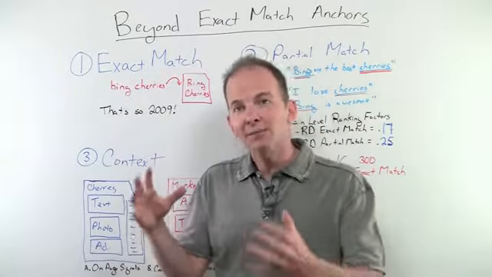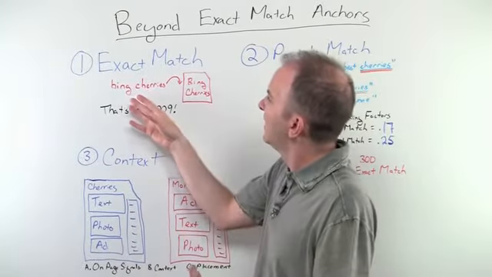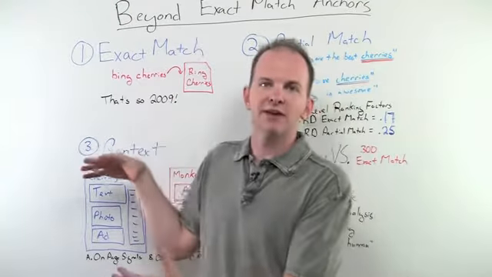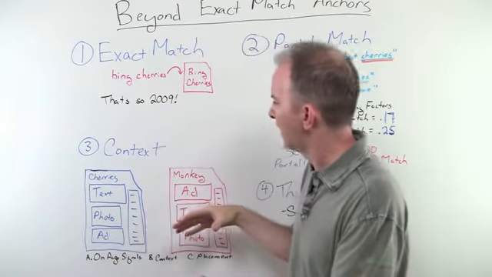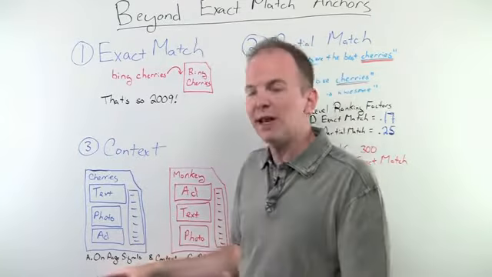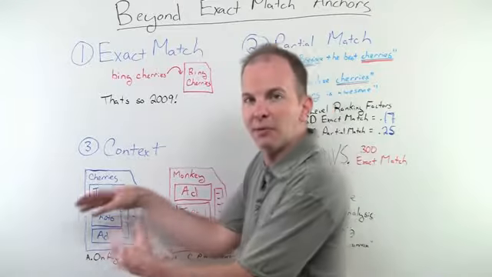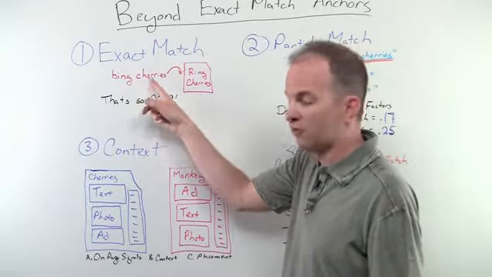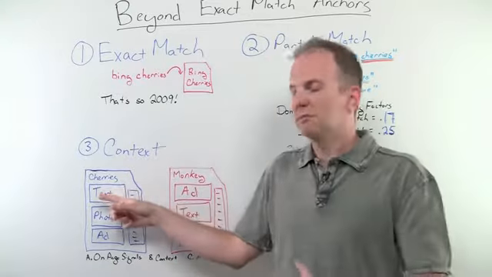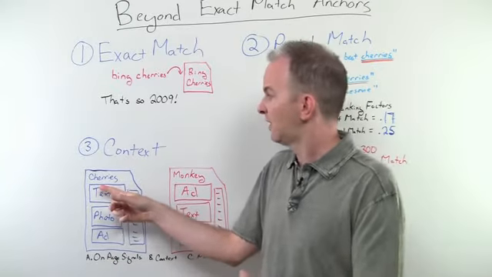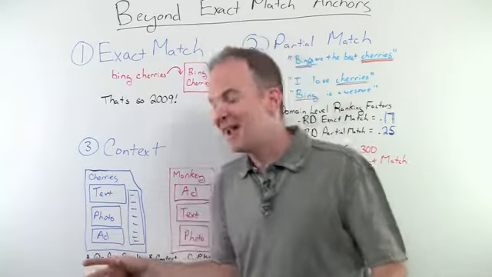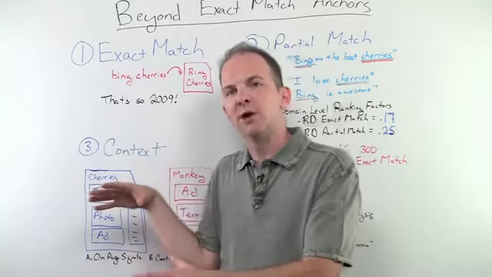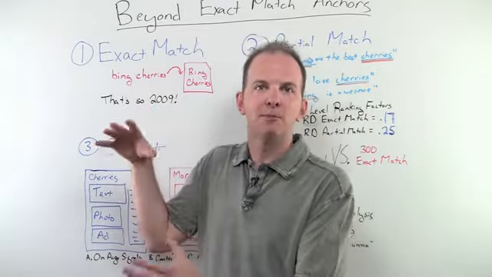Other link signals. How do you make these links count? If you're not getting the exact match anchor text, what are other context signals that Google could be looking at? Well, first of all, they're going to be looking at the on-page signals of the page that's giving you the link. If you're trying to rank for Bing cherries, you want the title tag of that page to be cherries. There's an article Rand wrote a couple years ago, The Perfectly Optimized Page.